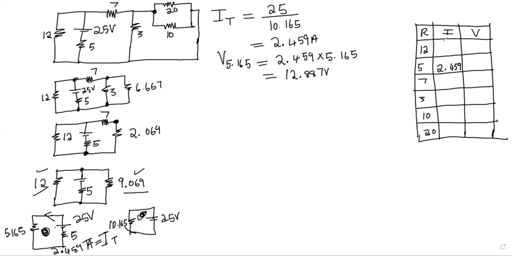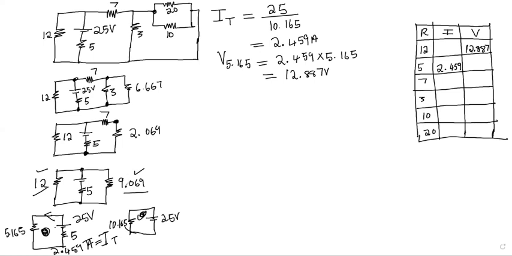So we have 12 ohm on our table. We are going to record its value. It's a voltage, 12.887. Remember, we are going back. Therefore, the voltage across 12 and 9.069 is the same. So now we are done with the left part. Let's check the right part.